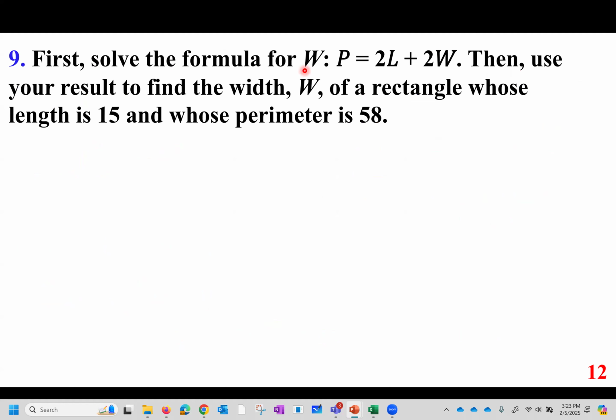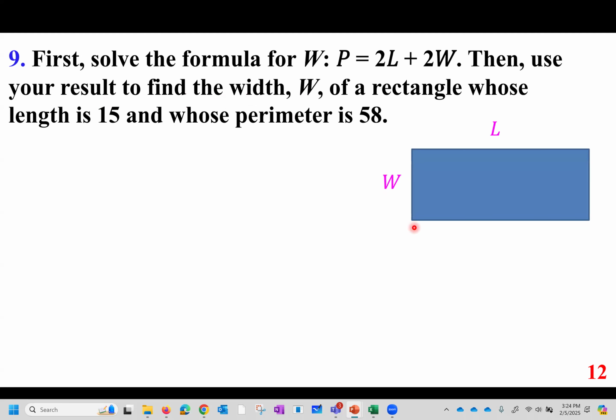First, solve the formula for W. P equals 2L plus 2W. I hope you recognize this as the perimeter of a rectangle. Then use your result to find the width, W, of a rectangle whose length is 15 and whose perimeter is 58. So P equals 2L plus 2W. First, let's do this drawing. This is the width, this is the length, this is a rectangular shape.